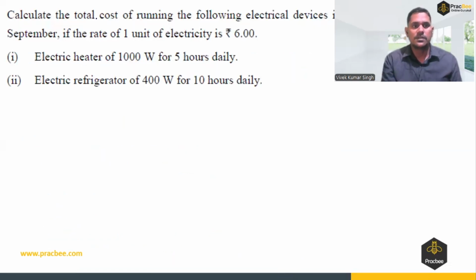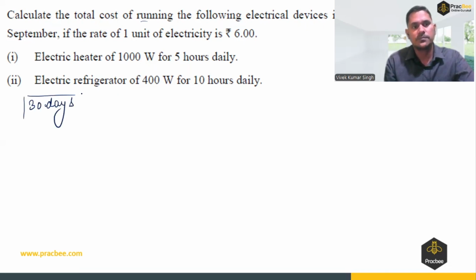See this question: calculate the total cost of running the following electrical devices in the month of September. In September, we have 30 days, so the device is used for 30 days. We have to calculate, if the rate of 1 unit of electricity is 6 rupees, for an electric heater of 1000 watt for 5 hours daily.